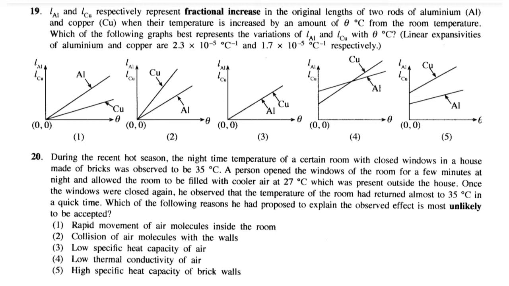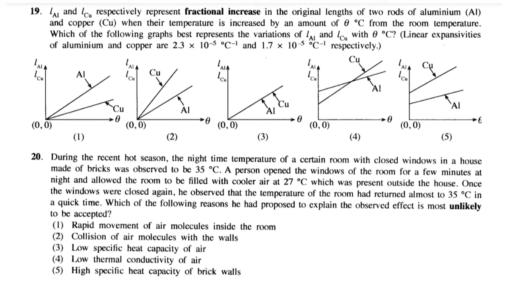Delta L, that is the expansion in length, can be written as L alpha theta. So fractional increase is L alpha theta over L, which is equal to alpha theta. So fractional increase is equal to alpha theta. When you look at the graphs given, you can see in the y-axis the fractional increase and in the x-axis theta. So when you compare the x and y axes in the graphs given, you can see the gradient is given.